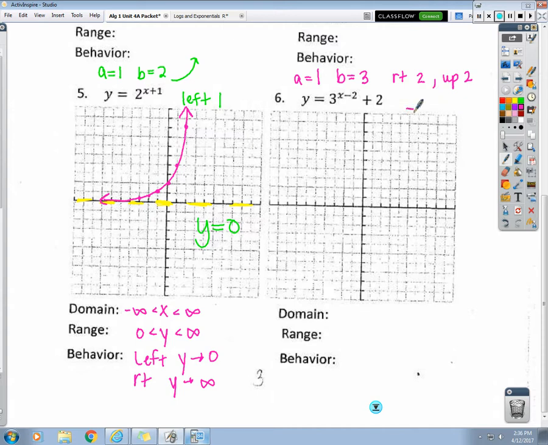And is it a growth or a decay? A growth, because your b value is 3. And if your b value is greater than 1, it's a growth. It's going to be going up from left to right.